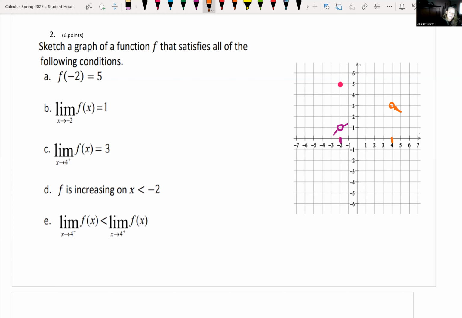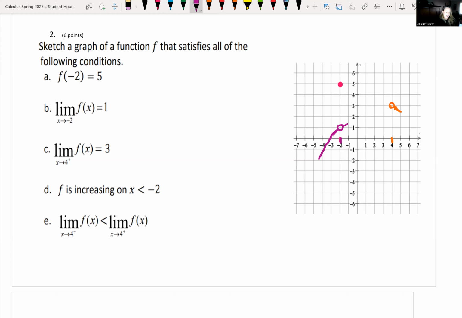Part D says f is increasing on x less than -2. So if f is increasing for x less than -2, then we are rising as we move left to right, as we get closer and closer to this -2 here.